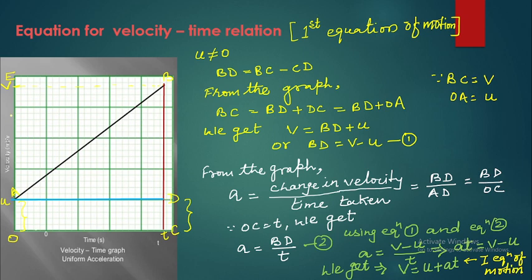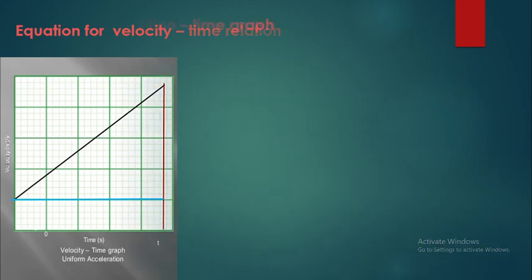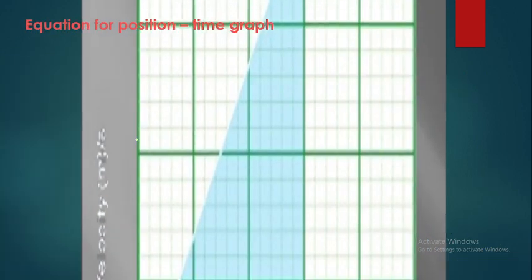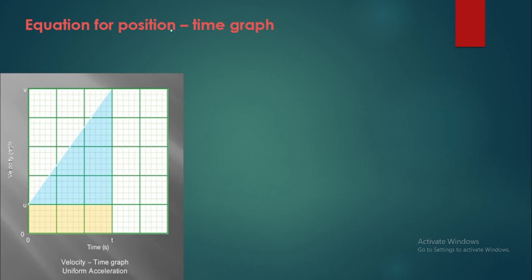With the help of velocity time graph. Next, the second equation, for the position time graph. This is known as the second equation of motion.